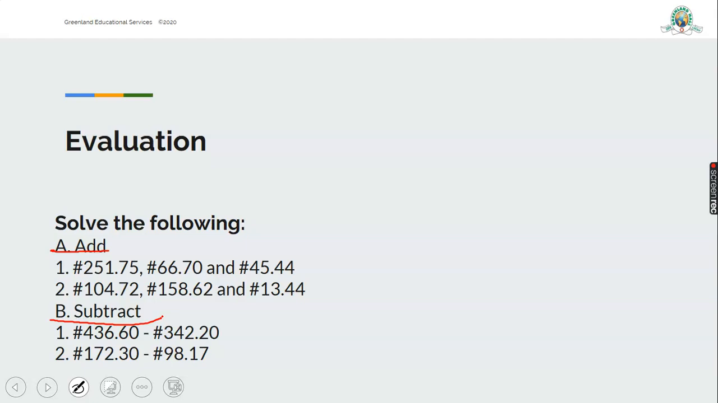Then the second part, which is the subtraction question, you are to take away 342 naira 20 kobo from 436 naira 60 kobo. That means you say 436 naira 60 kobo minus 342 naira 20 kobo. And the other one, 172 naira 30 kobo minus 98 naira 17 kobo. You have to take those away.